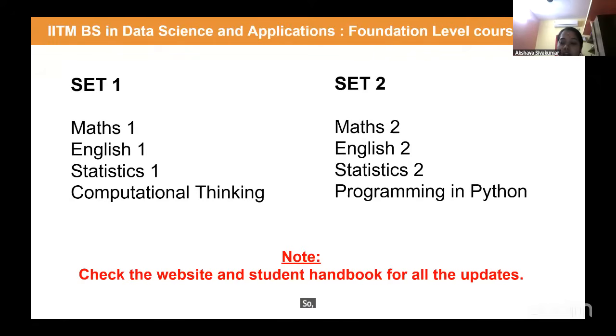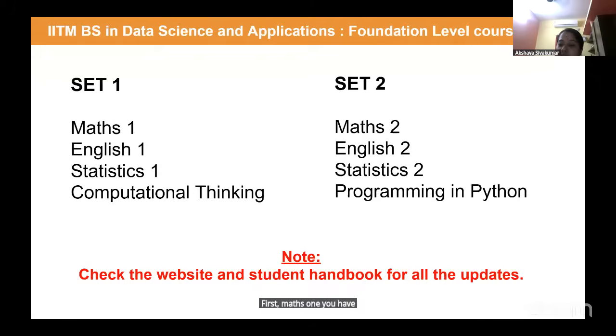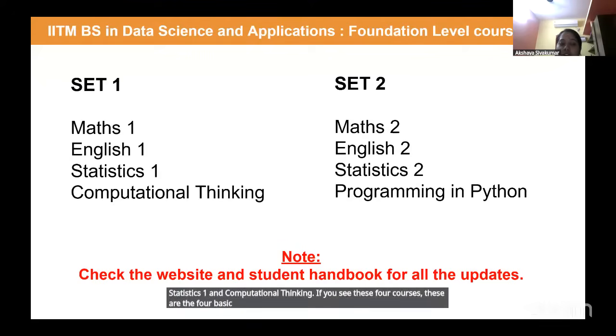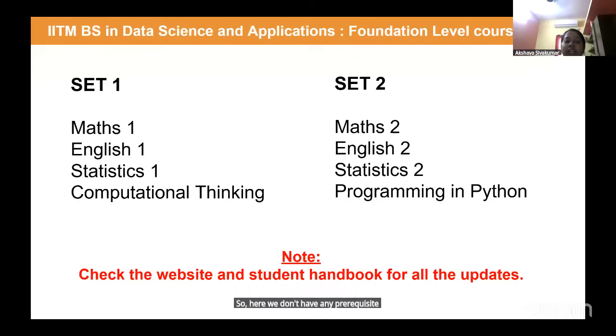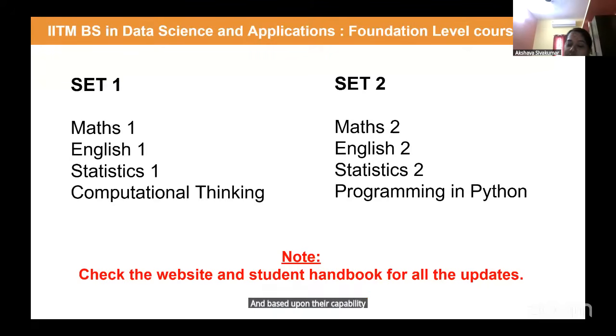Moving on to the courses. The first set of courses for the foundation, which has to be completed in order to go for the next term, are Maths 1, English 1, Statistics 1, and Computational Thinking. These four basic courses are ones you would already be familiar with from the qualifier level itself. The same flows into term one of your foundation. Here we don't have any prerequisite or co-requisite, so you can take all four courses together or plan accordingly, say either two courses per term or three courses per term. It's the student's choice, based on their capability of completion.